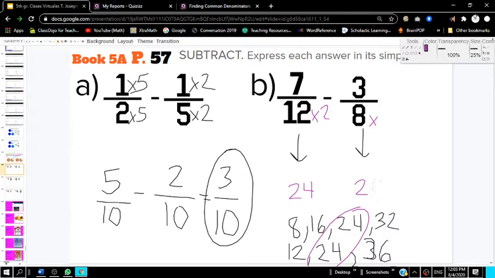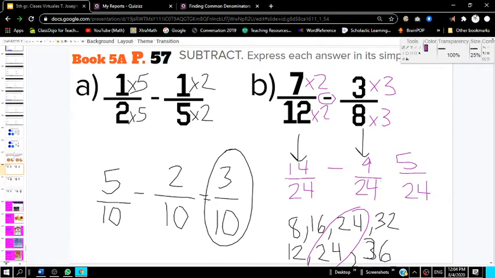8 by what number equals 24? 3. So we're going to multiply our numerators by the same numbers as our denominators. 7 times 2 and 3 times 3. 7 times 2 is 14, and 3 times 3 is 9. And now we can just subtract like normal. 14 minus 9 equals 5. So your final answer is 5/24.